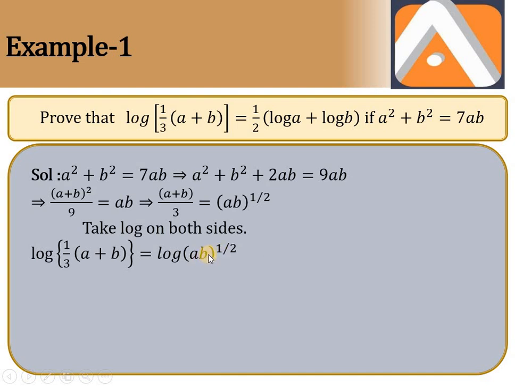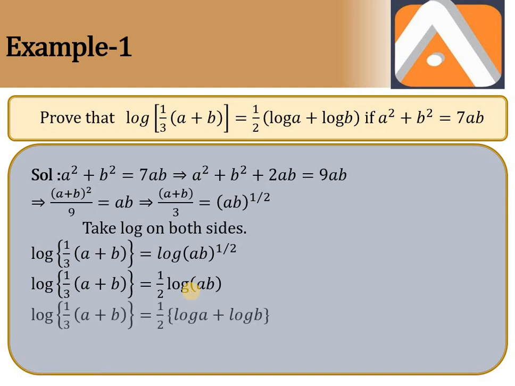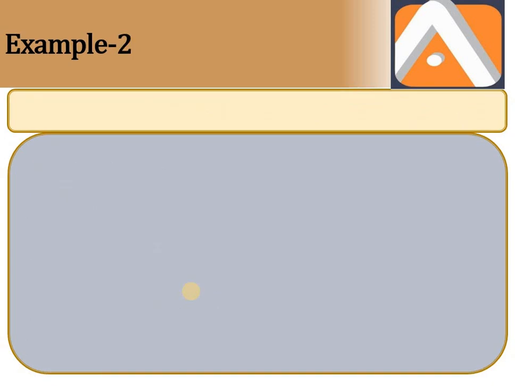So already we have learned a formula, log a raised to m is equal to m into log a. So this power 1 by 2 will come to the front as a product. So what we are going to get? Log of (a plus b) upon 3 on the left side as it is, and this power will come to the front, like this: 1 upon 2 into log ab. Again, the log ab formula will be log a plus log b. So hence proved.